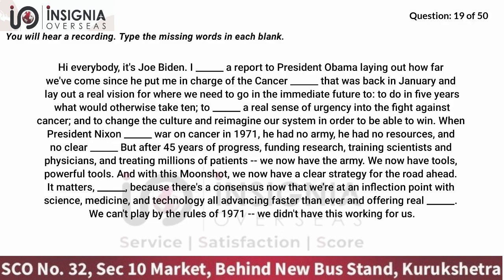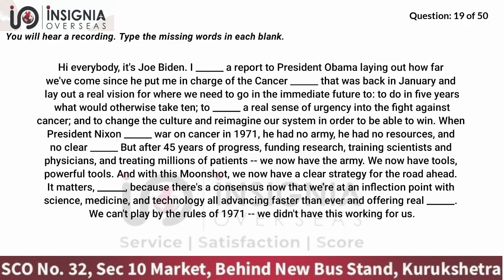Hi, everybody. This is Joe Biden. I delivered a report to President Obama laying out how far we've come since he put me in charge of the cancer moonshot. That was back in January. And to lay out a real vision for where we need to go in the immediate future, to do in 5 years what otherwise would take 10, to inject a real sense of urgency into the fight against cancer, and to change the culture and reimagine our system in order to be able to win.